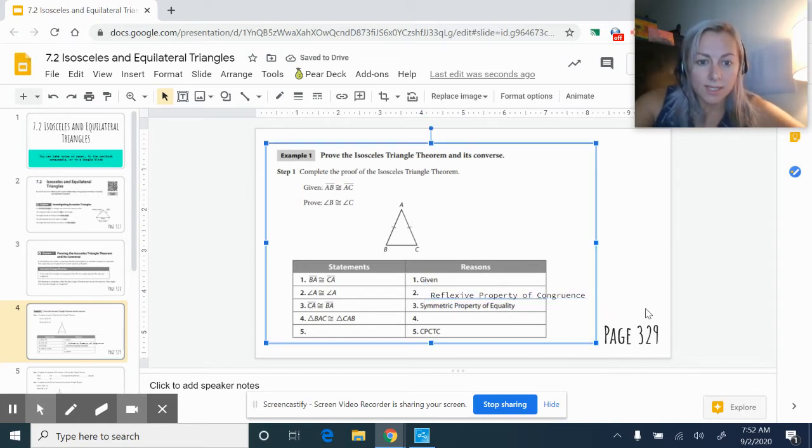Step three, the segment CA is congruent to the segment BA. The reason why, this is the symmetric property of equality. Step four, triangle BAC is congruent to triangle CAB because of side angle side congruence theorem.